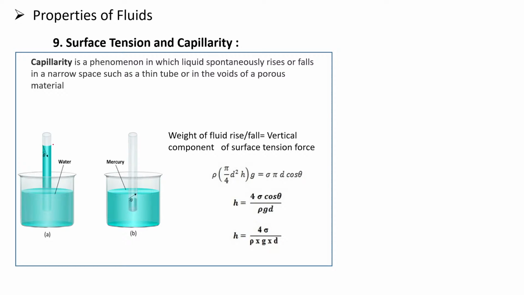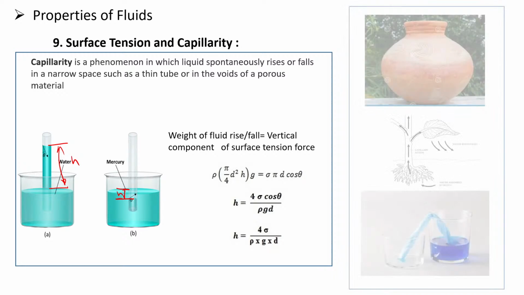So this height h, we can find out by using the same formula, that is 4 sigma by rho g d. So by using this we can find out the capillarity rise or fall.